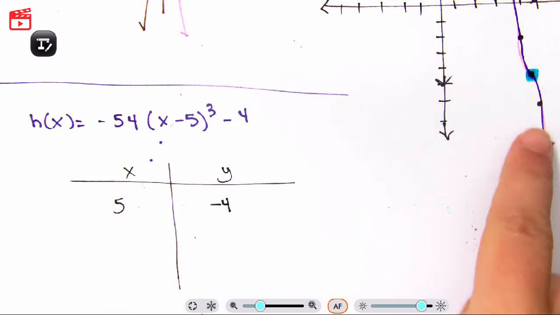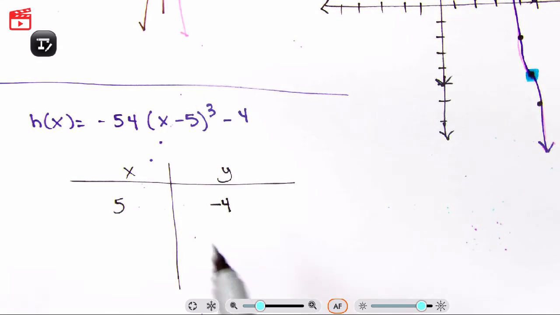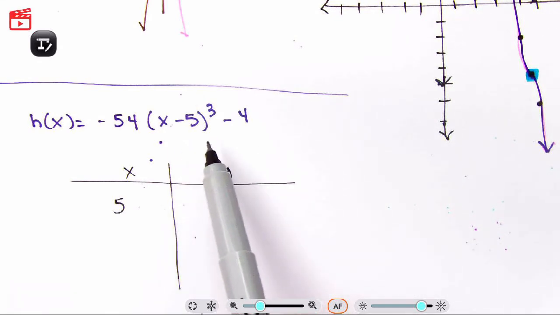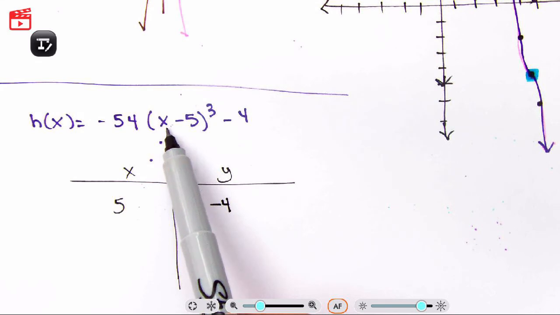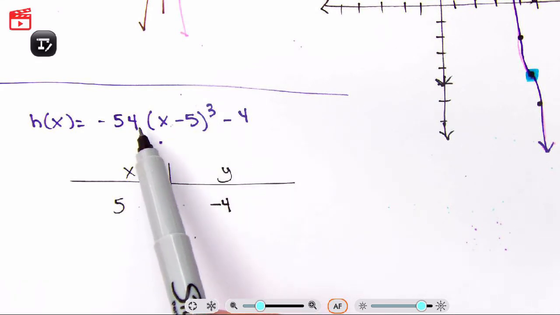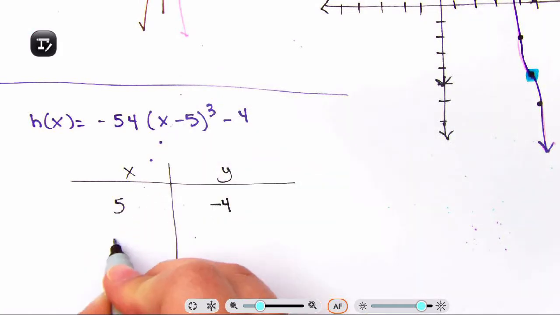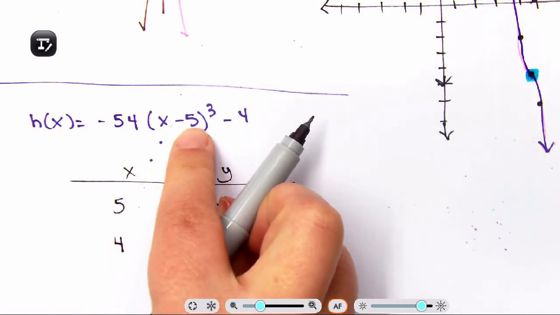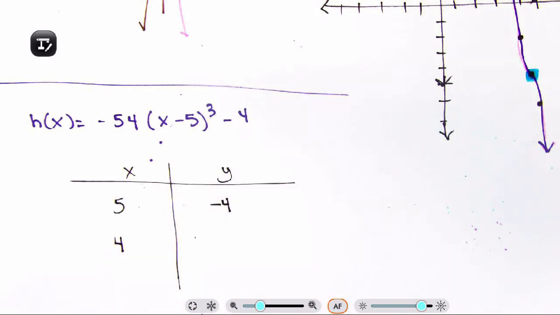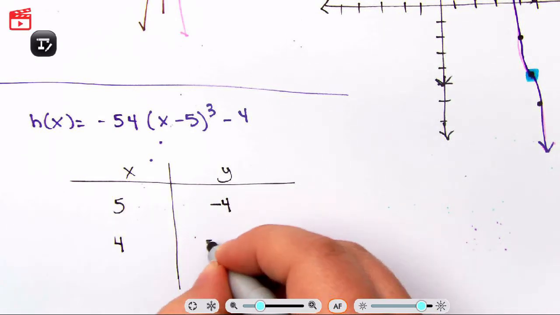So the other things are these 2 points. Let's see if those 2 points will match. Now, I don't want to do a fraction. If I do a fraction in here, I'm going to end up with something being divided by 54, and that's kind of what we want. But let's say I don't want a fraction. I'm going to choose 4. If I choose an input of 4, 4 minus 5 is negative 1. Negative 1 cubed is negative 1. So now I have negative 1 times negative 54, which is positive 54, minus 4, I get 50.